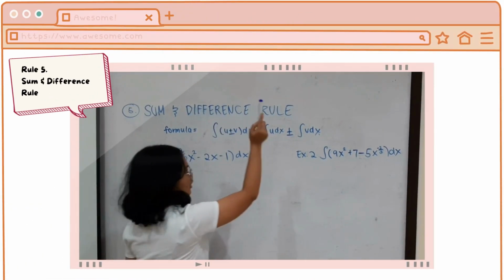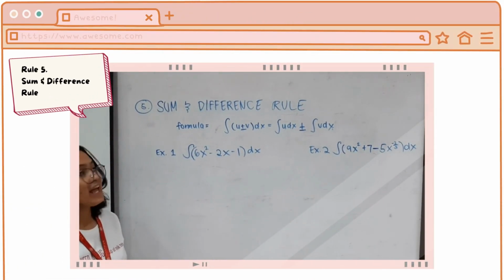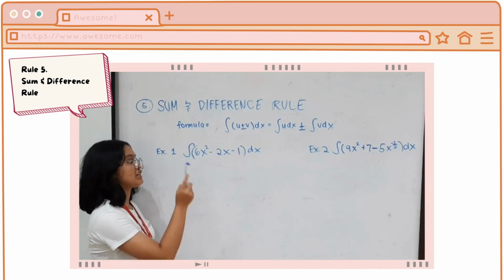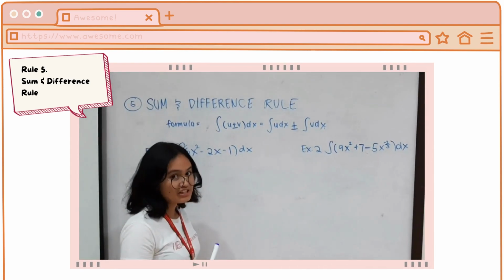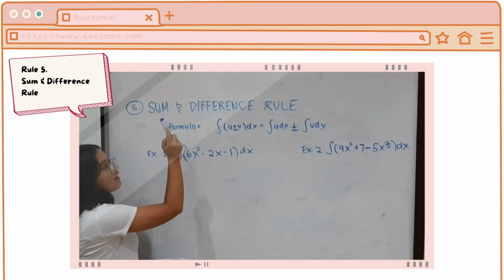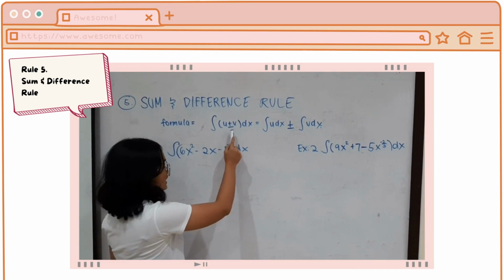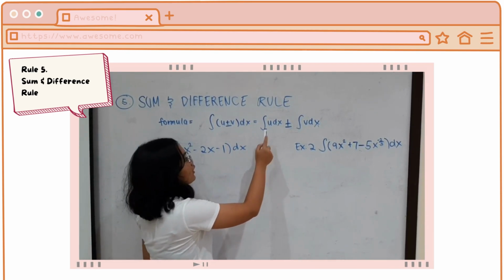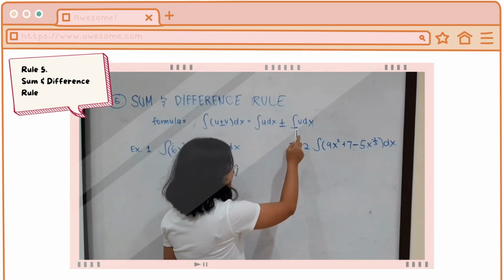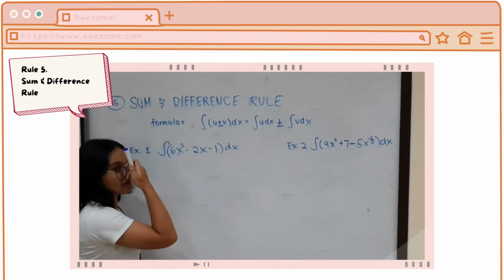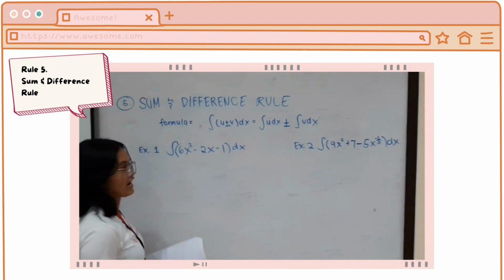The sum and difference rule is basically finding the integrals of each term and adding and subtracting them all together. The formula of this rule is the integral of the quantity u plus or minus v dx equals the integral of u dx plus or minus the integral of v dx. So we have two examples over here. Let's try to solve them.